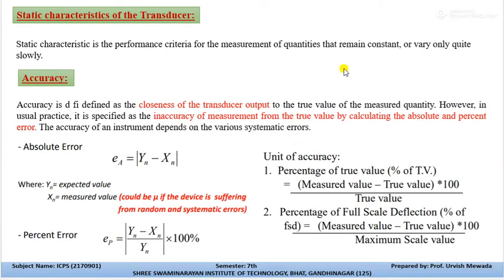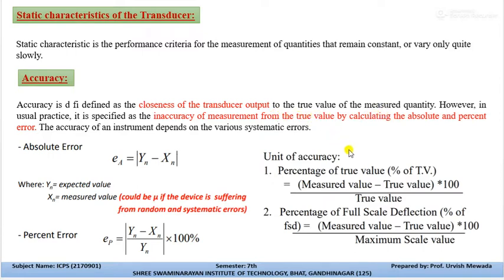The static characteristic, as I explained, means the input of the system will remain constant or vary quite slowly. Now we'll start with the first static characteristic, which is accuracy. Accuracy is the difference between the expected value and the measured value. Suppose our expected value is 1 and the measured value is 0.9, then the difference of those two is called the accuracy.